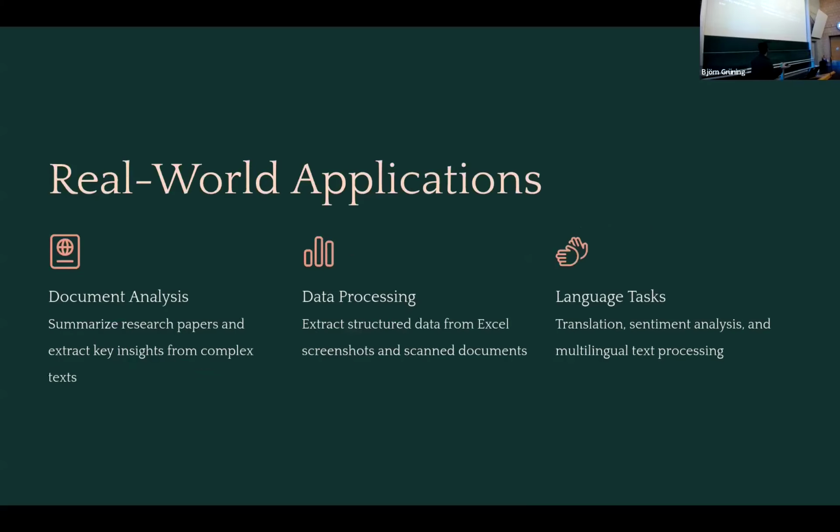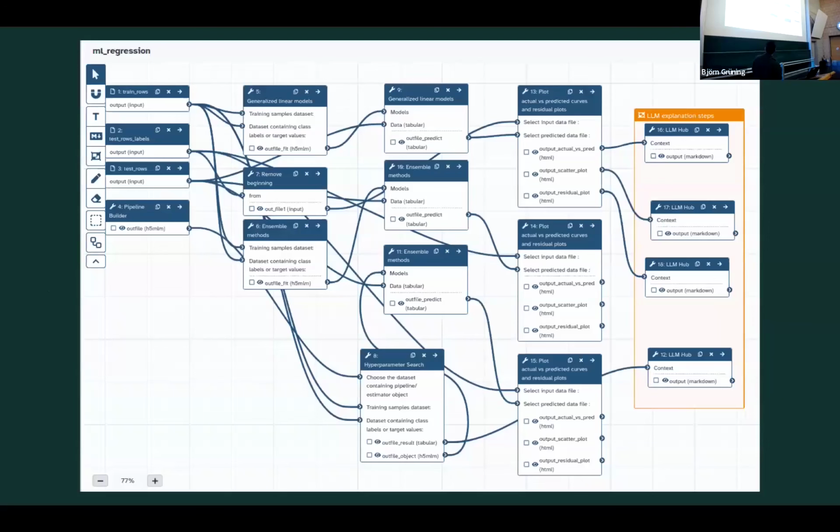For real world applications, Daniel already told you there are lots of things that we can do with it, from summarizing your research papers or giving explanations, to processing images, screenshots, your Excel sheets, and translation. We can do anything with it. I brought an example from Anup's workflow. It's a machine learning regression where, at the end, we can use LLM Hub.